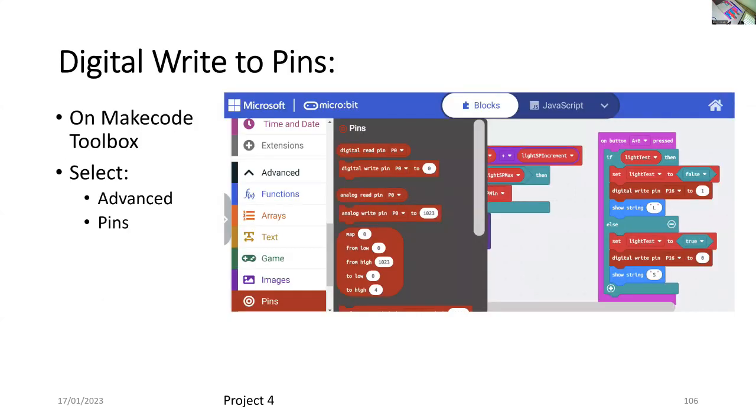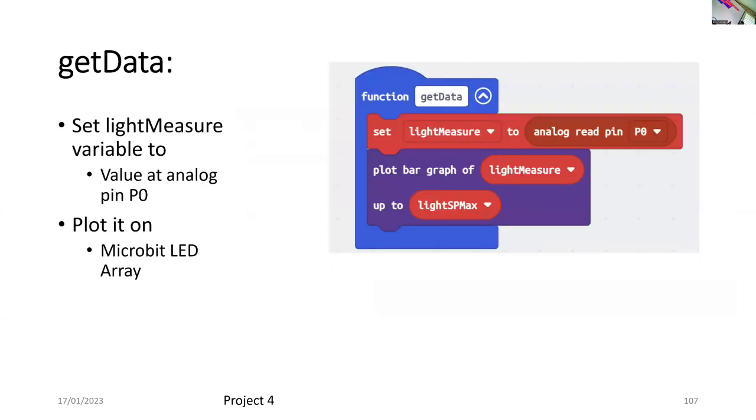So how do we write the pins? Well, in the toolbox, we add one of the advanced features where we can see here that we can do a digital pin write, and the pin that we're interested in, because our grow relay is connected to it, is pin 16. And to get the data, we just simply read from port 0, and that's where our light sensor is connected. And when we do that, we plot the value and we make sure that it's within range where the maximum is the light set point maximum.